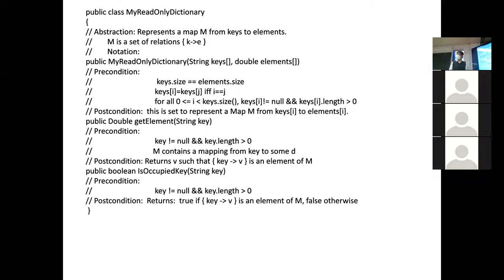Maybe the keys are the abbreviations of each province: SK for Saskatchewan, MB for Manitoba, ON for Ontario. And we can look up the full province name, right? Or maybe it's a city and the city population, something like that, right? Dictionaries are really, really useful. And so there's a read-only dictionary.